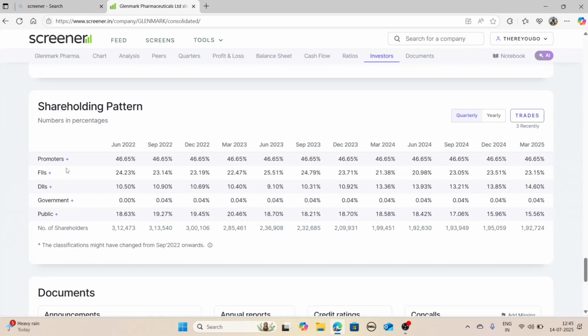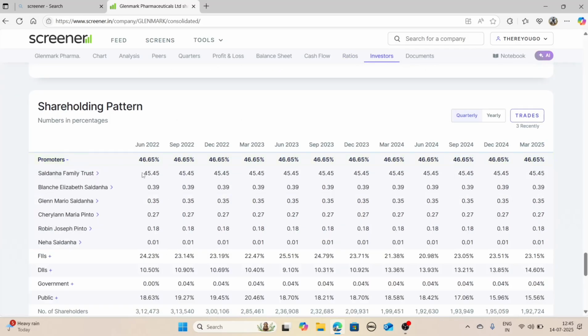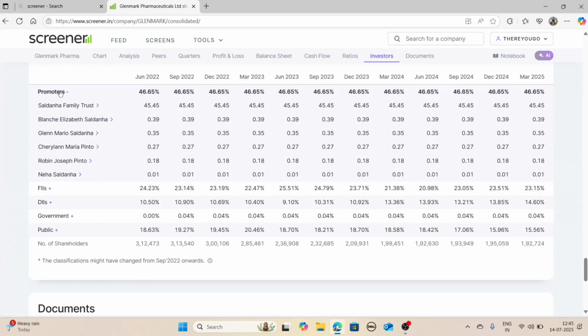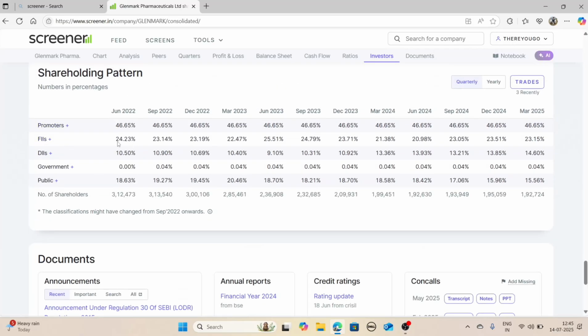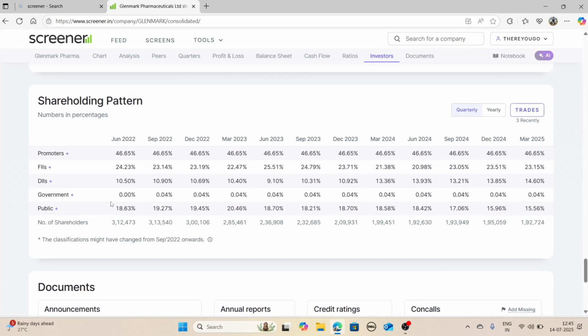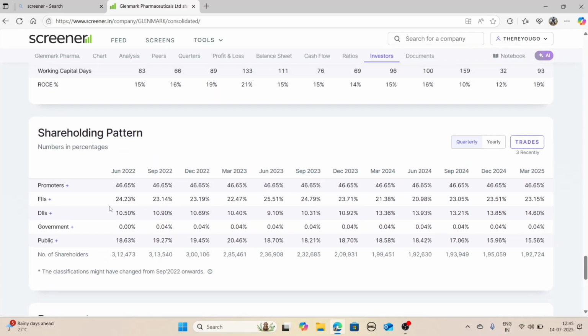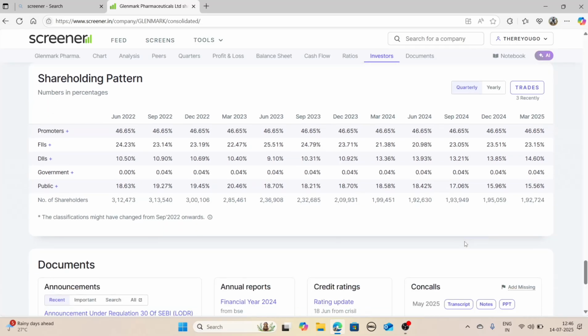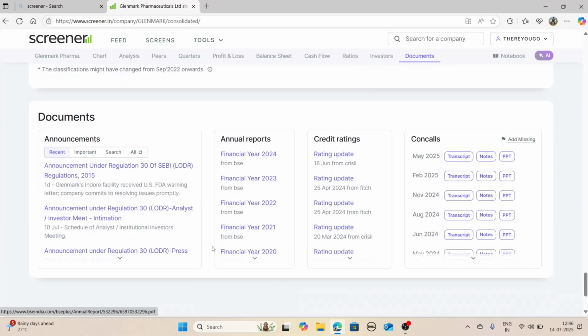It's slightly lower. Let's see what promoters are doing over the years. Looks like promoters are holding the shares, they are not selling them. It shows confidence towards the company. Foreign institutional investors. Let's see what they are doing. Looks like they are not selling at all. They are also holding. Domestic institutional investors are also increasing their stake in the company. Government recently also purchased shares. Looks like the public is losing confidence in the company.